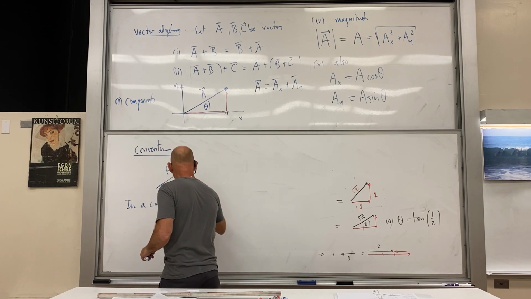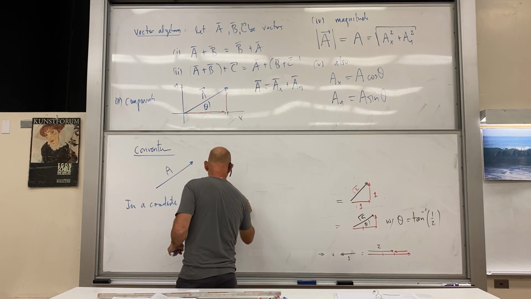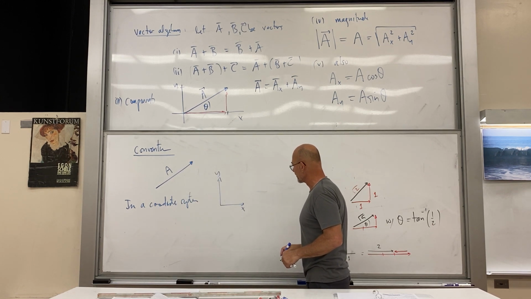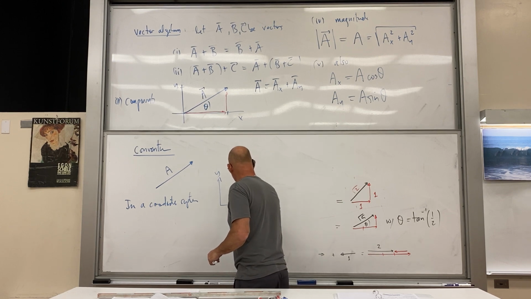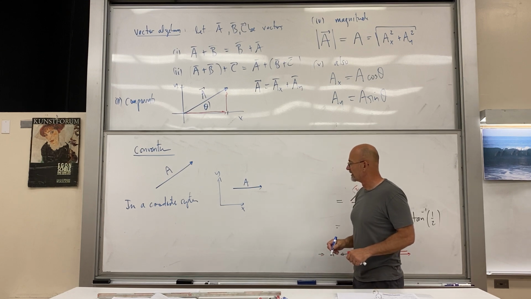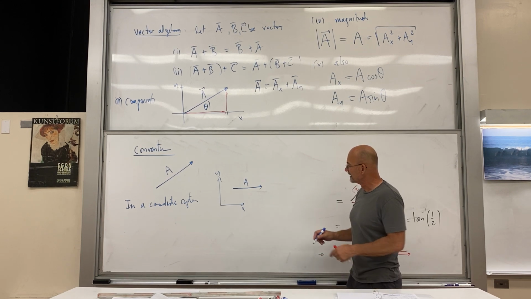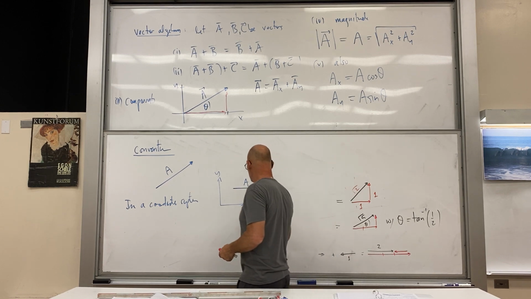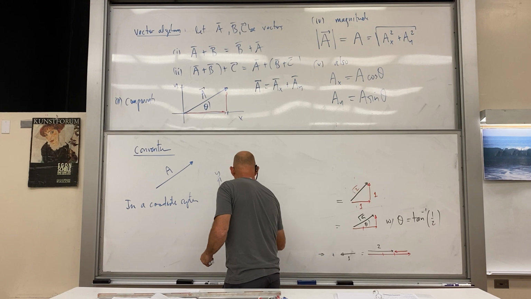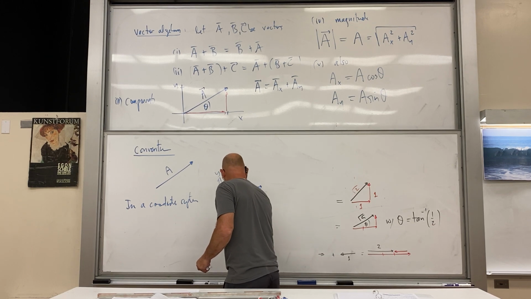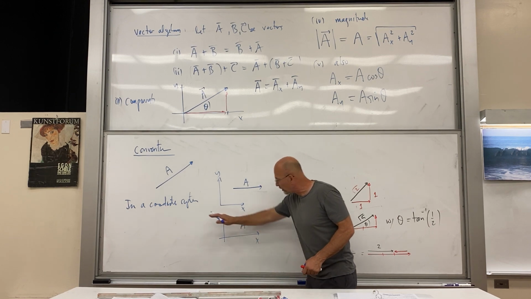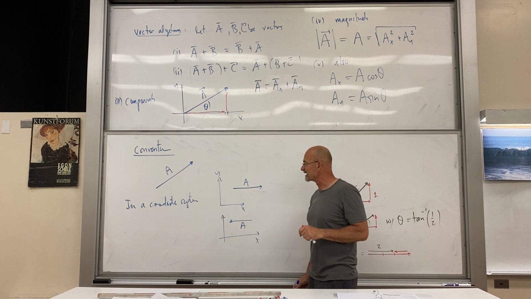coordinate system. Say we have X and Y. If we draw the vector like this, okay, then in the coordinate system we'd give it a positive sign. If we draw it like this, then we'd still just label it, but since the arrow is pointing left in the coordinate system, we'd give it the negative sign.